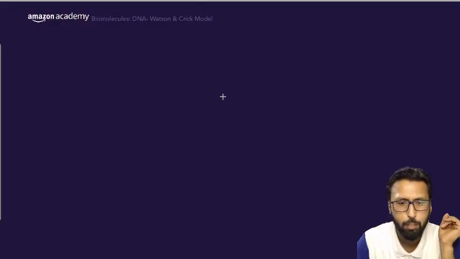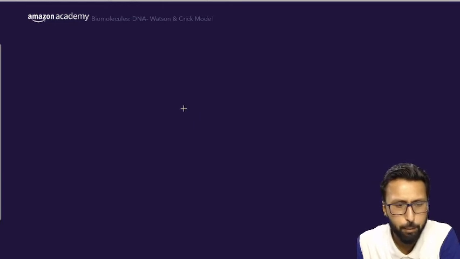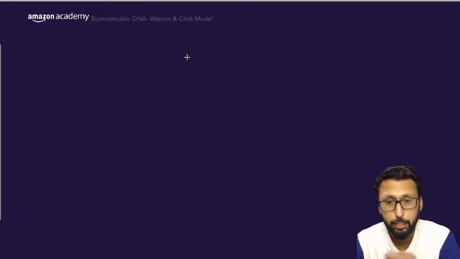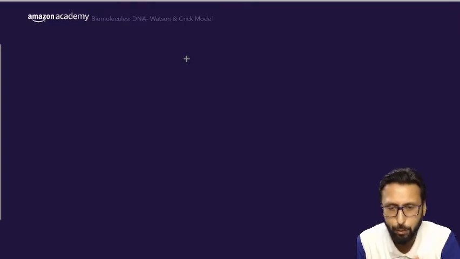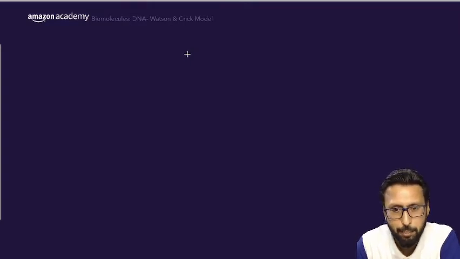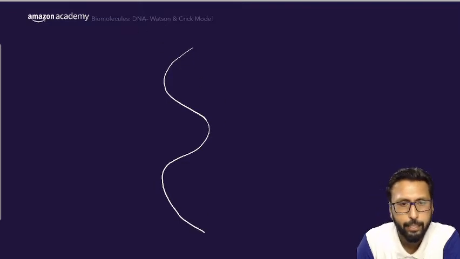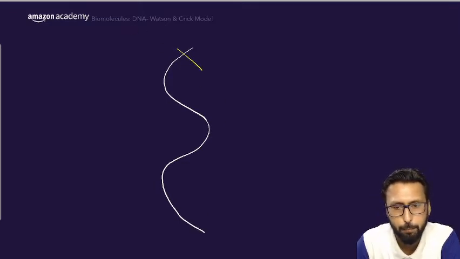So let's go, and I'm going to draw a very simple diagram. We will not draw the actual diagram because we need to understand the concept here rather than how to draw the diagram. So let me just make a very basic diagram. Suppose this is the one strand, and let me draw a second strand.